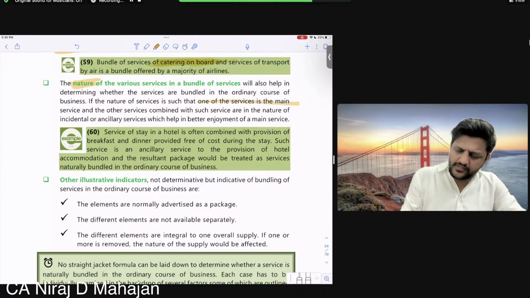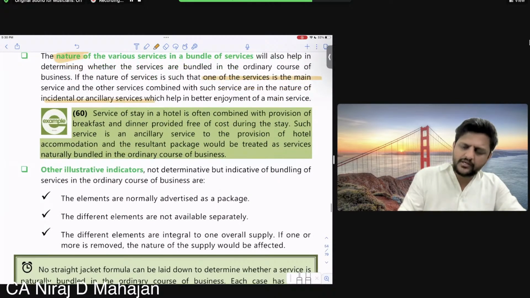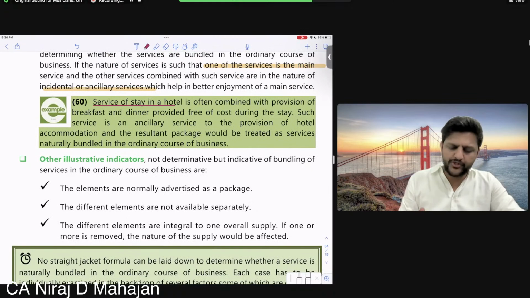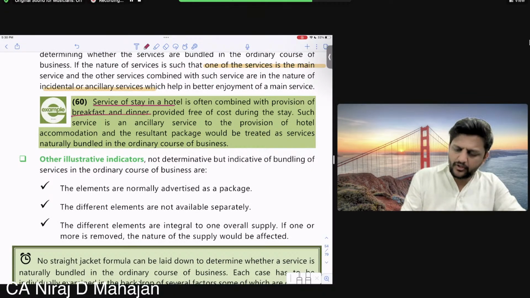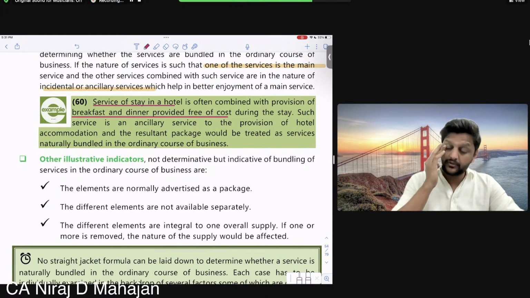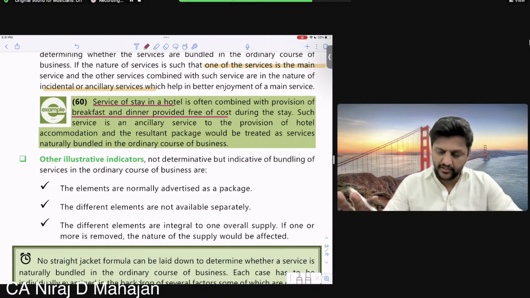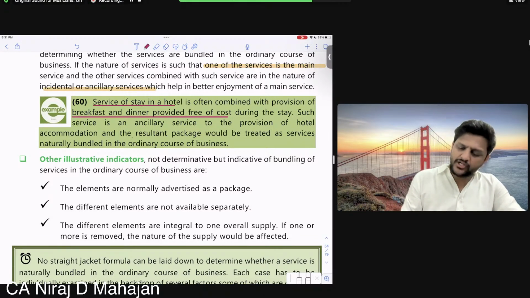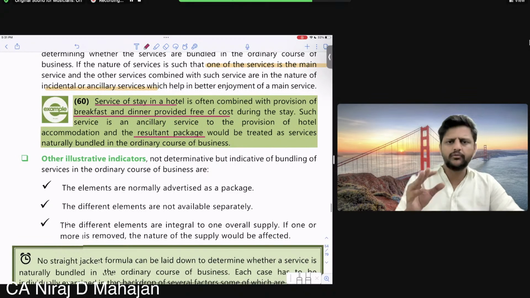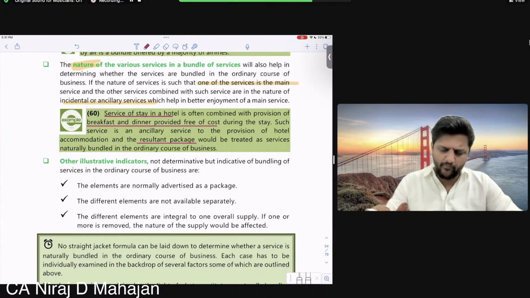One of the services is the main service, others are incidental or ancillary. Example, service of stay in a hotel is often combined with provisions of what? Breakfast and dinner, provided free of cost during the stay. Then again internet, I told you, even that service is provided. Laundry, massage, whatever it is. But if it is given as a package, then they are naturally coming together, given as a package. Okay, everybody? And one of them is a predominant supply or a principal supply.